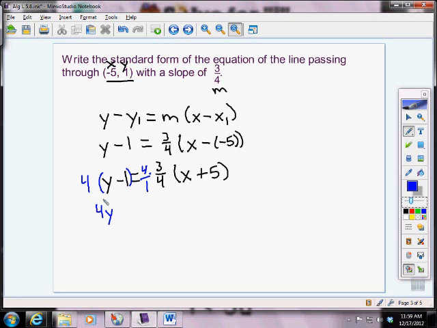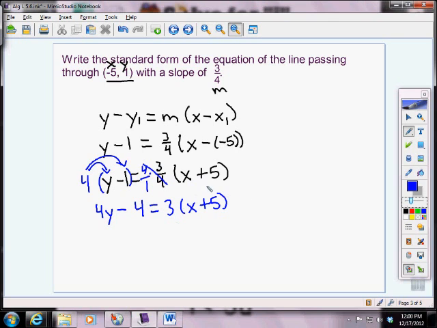So this becomes 4y minus 4. And here my 4's cancel out, and I'm left with 3 times x plus 5. Now you could have distributed the 3/4 first, and then multiplied everything by 4, and you would have gotten the same answer. I like getting rid of the fraction first, though, because then we're not worrying about adding and finding common denominators or anything.